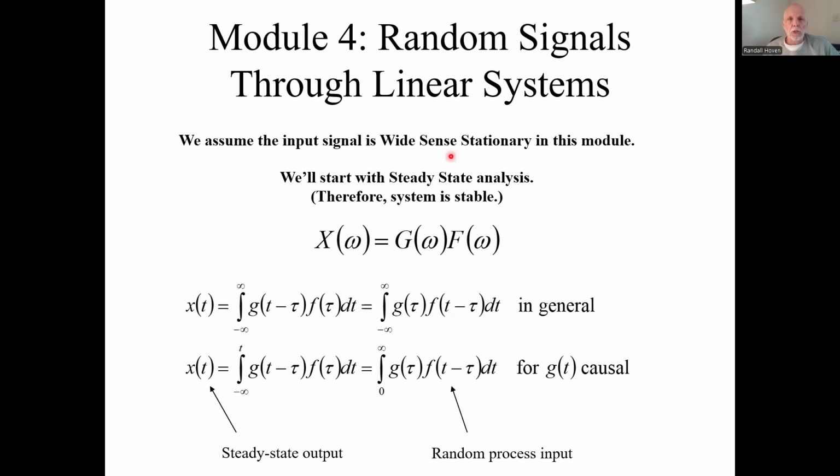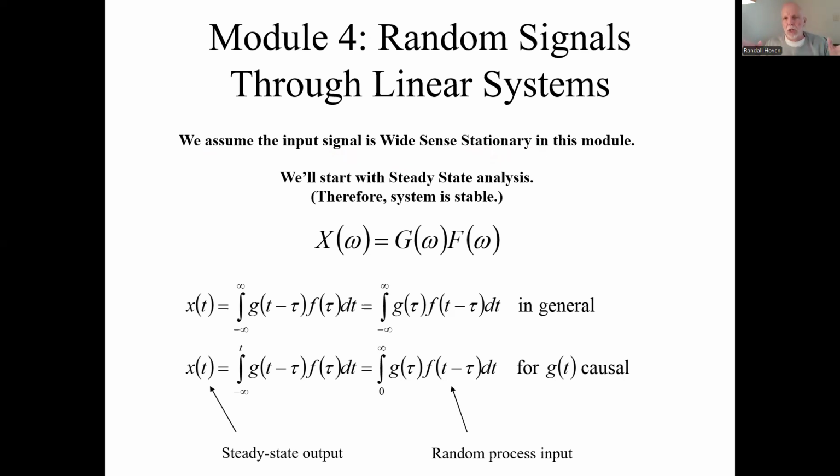In everything we're going to talk about, every input signal, every input random process in this module, we're going to assume is wide sense stationary. So that's one big assumption about this whole module.